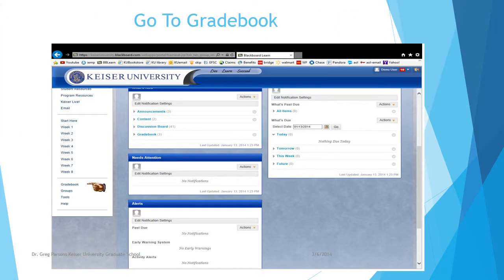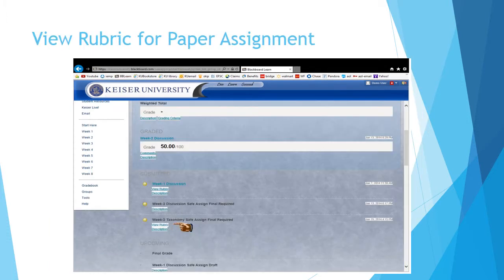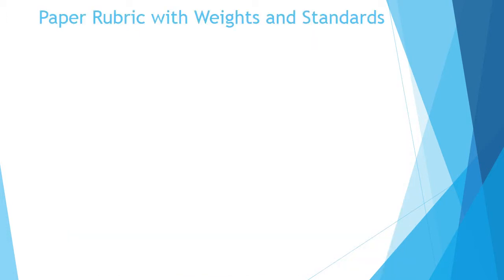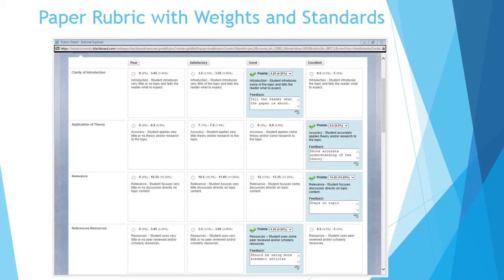The first step is, after you get a paper returned to you, you're going to go to the grade book to find it. And when you find the particular assignment you're interested in, you can click on the View Rubric. And here you're going to find a set of different categories: the categories, the description of the category, and then the weights and standards that are applied for each category. So for example, this is the very beginning of it. We have 4 out of 12 different categories shown.